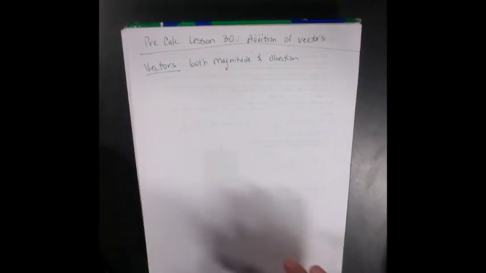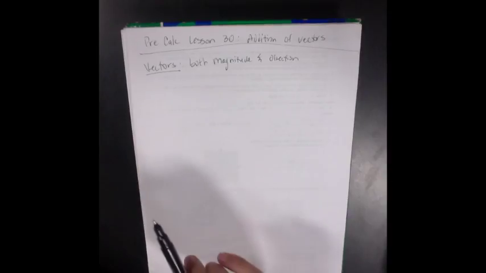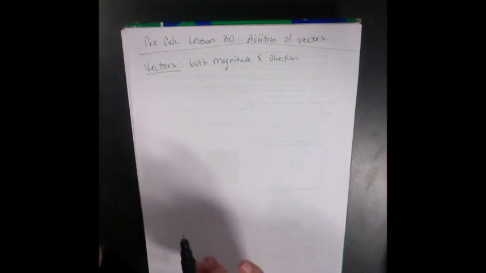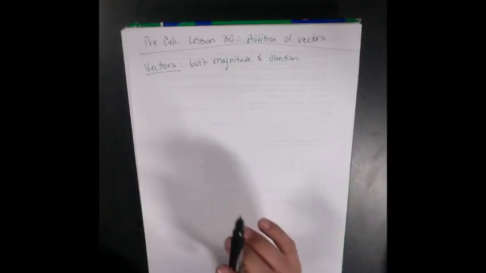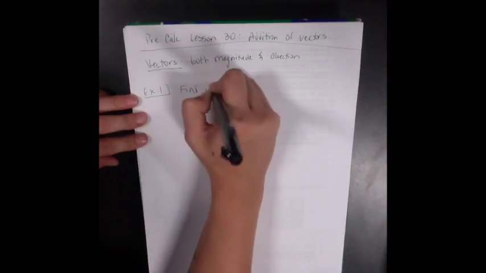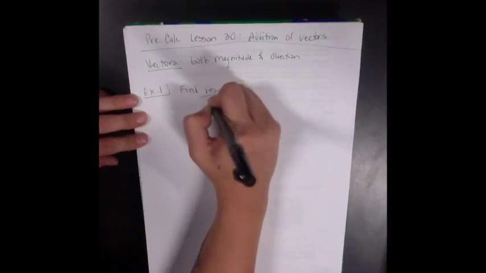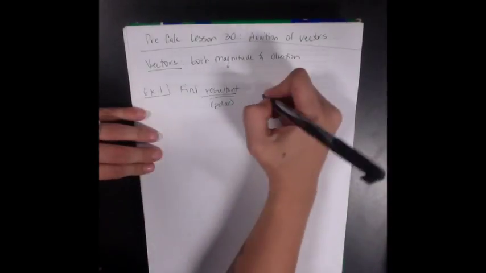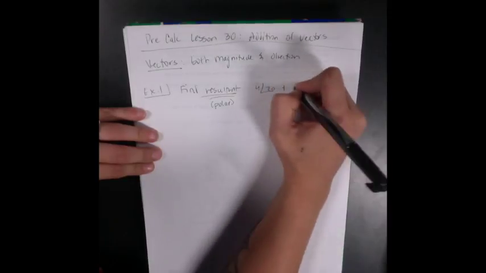And when we add vectors, we need to convert them into rectangular. Always convert them into rectangular first to add them. Then your answer is in polar. So if it says find the resultant, that tells you your answer needs to be in polar. Find the resultant of 4 at 20 and 7 at negative 230.